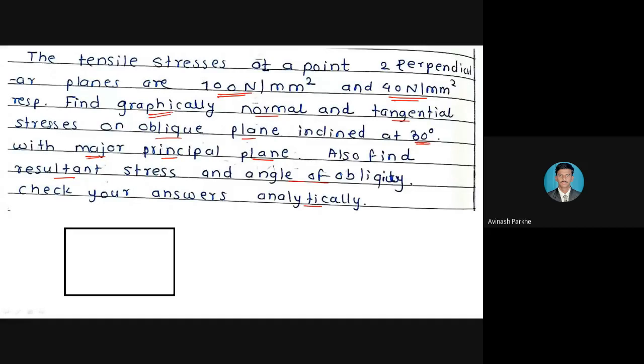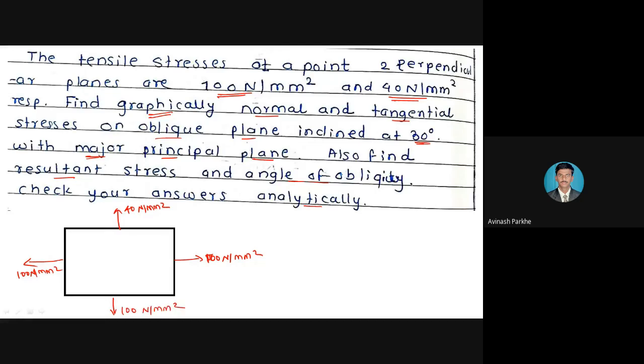So first of all, by using the given data, you have to draw the figure. The rectangular member is subjected to sigma x. Let us say sigma x is equal to 100 Newton per mm square. It is horizontal, both are tensile, so 100 Newton per mm square. Sigma y is 40 Newton per mm square at the top side and the bottom side.